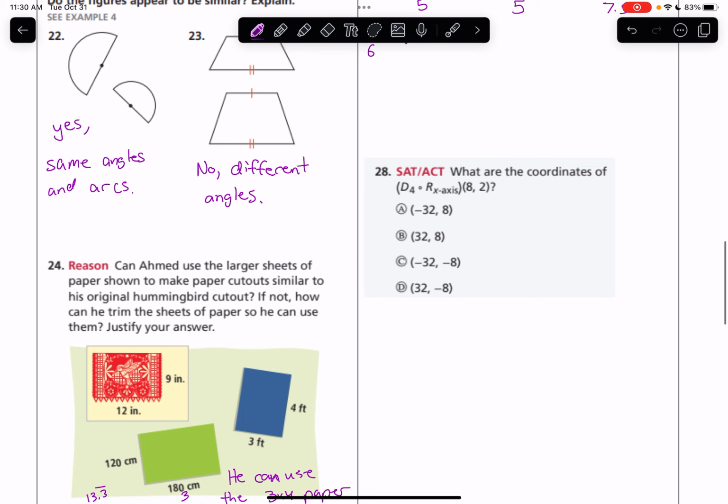Number 28, what are the coordinates if I take 8, 2 reflected over the x-axis and dilate with a scale factor of 4? So 8, 2 reflected over the x-axis would be 8 comma negative 2. We'd change that y-coordinate. And then if I multiply it by a scale factor of 4, that would be 32. Negative 2 times 4 is negative 8. So that would be choice D.